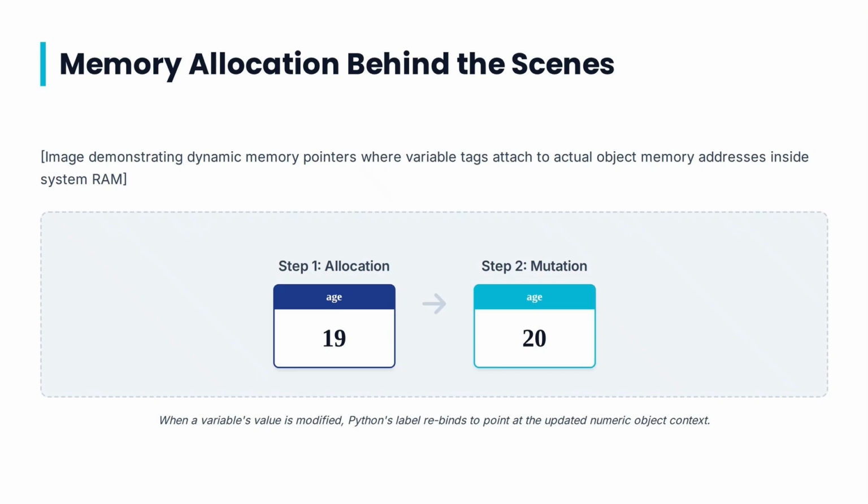Here, step 1 is allocation, such as age is 19. It is stored in one memory. Then step 2 is mutation, age equal to 20. If we change the value, the memory allocation is also different. These two don't have the same memory allocation. When a variable value is modified, Python rebinds the label to point at the updated numeric object content. That's what I just said.